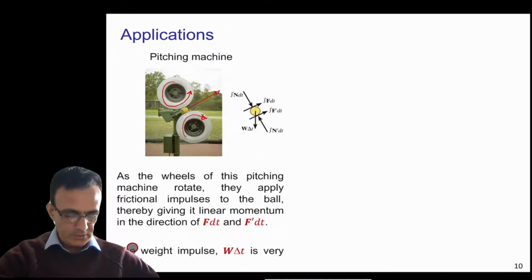So in this case, you can also calculate the w delta t, the impulse of the weight of the ball here, but obviously it will be small as compared to the impulse due to the frictional forces which the wheels are applying on the ball. And similarly, the normal forces that the wheels apply on the ball is the n force here, and if you integrate this n with respect to time, you will get the impulse of that force.